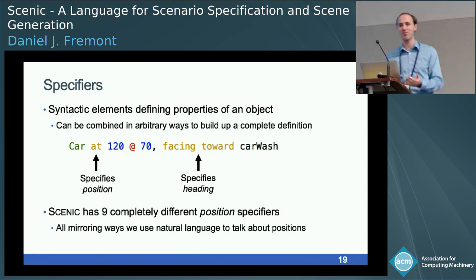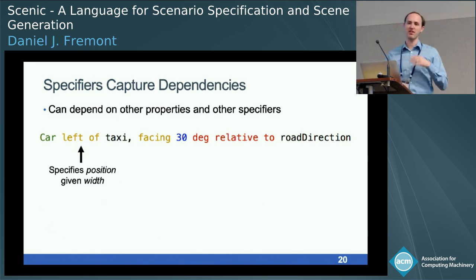And the reason we factor object construction into these independent parts is, one, that it gives you a great deal of flexibility. So Scenic has 9 completely unrelated position specifiers that mirror ways in natural language that you talk about position. So you can say something is at a particular position, it's ahead of something else by some distance, it's along the line of sight from some other object by a certain distance, and so forth. So Scenic has a whole bunch of these, and by having separate specifiers for them, we don't have to have a separate constructor or factory function for all possible combinations of specifying position and heading and color and so forth.